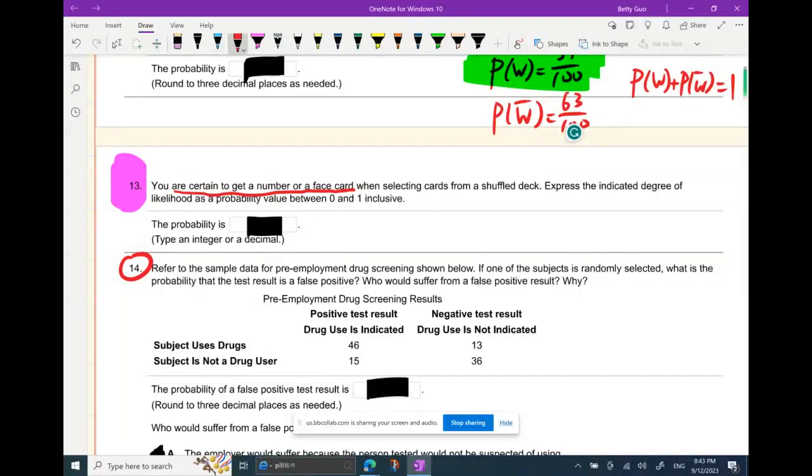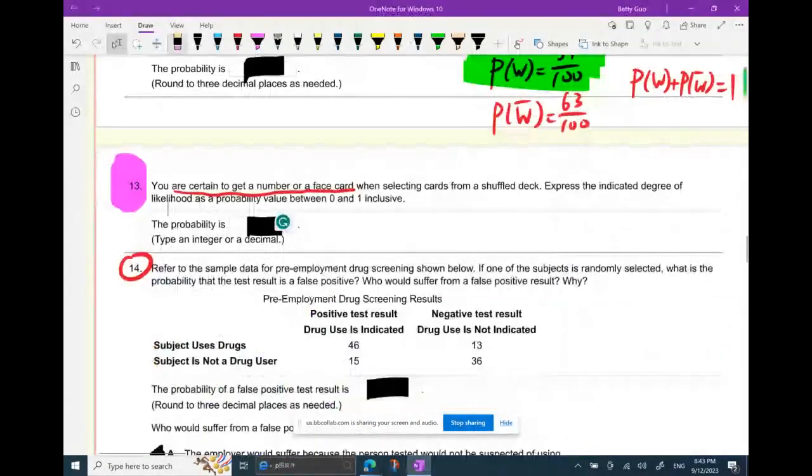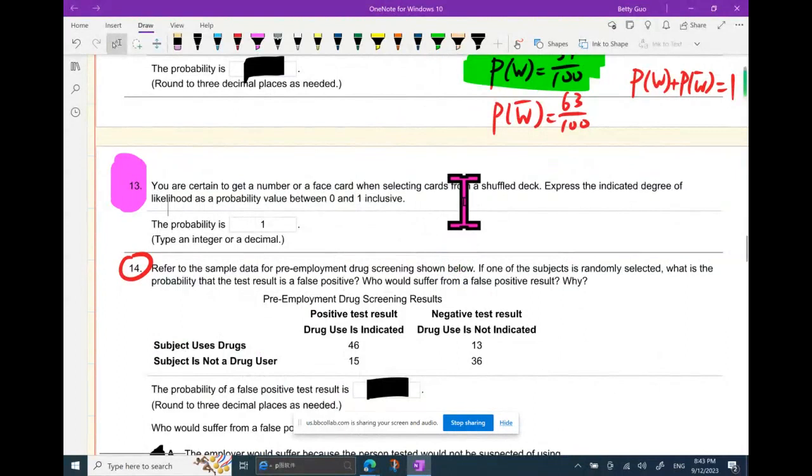If you're certain to get that result, what's the probability of the result? Certain. 1. Perfect. Thank you, Dustin. 100%. There we go. It's 1. We don't even have to use a formula, right? And we do need it though.